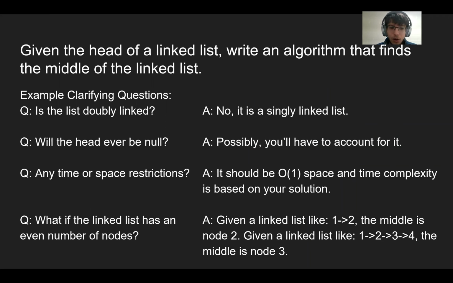What if the linked list has an even number of nodes versus an odd number of nodes, right? Is it different? And it would be, right? Because the middle element, there is no middle if it's even. So we might need to do something like get the middle is node 2.